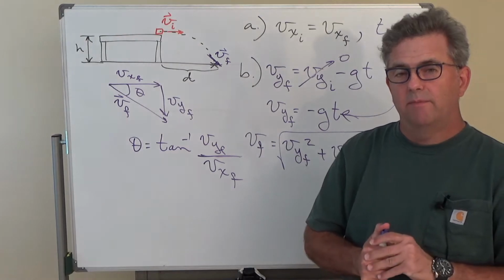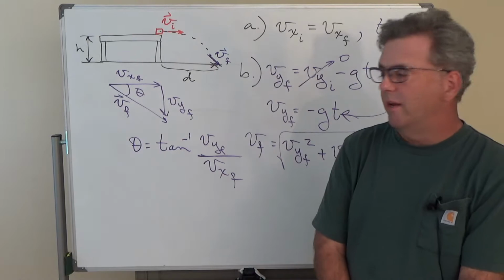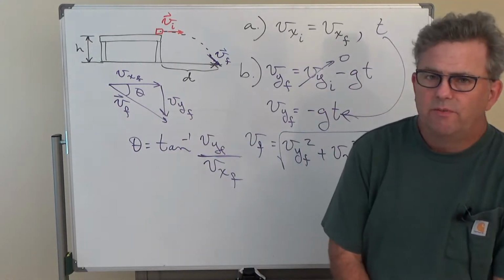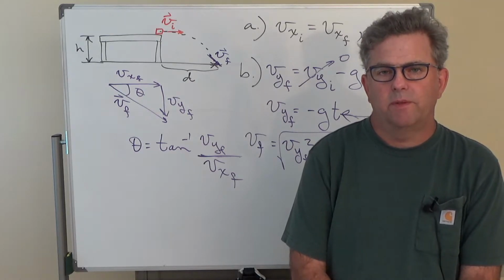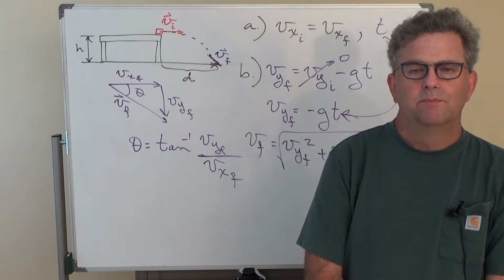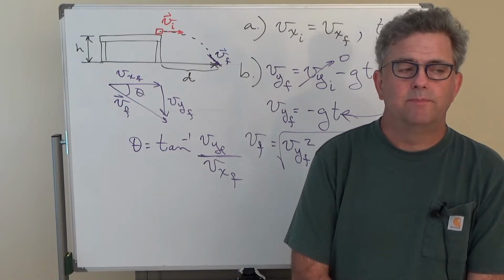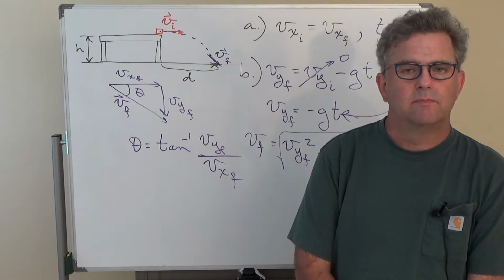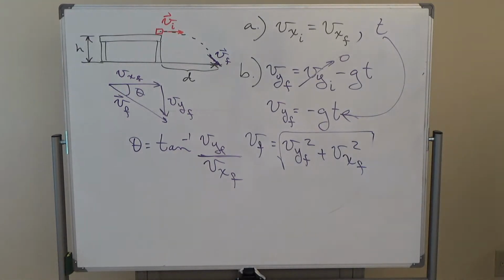Any questions on that? This is going to give you a negative theta. That's fine. If you want to make it positive and say below the horizontal or something like that, that's fine too. Any questions on that? I don't think so. Okay.